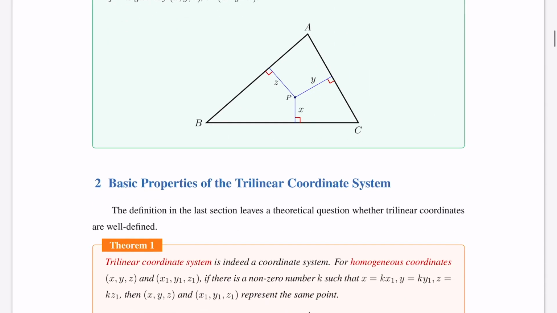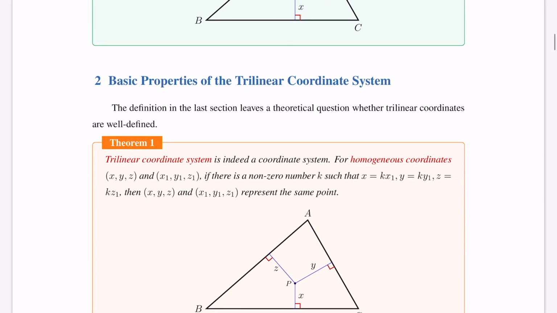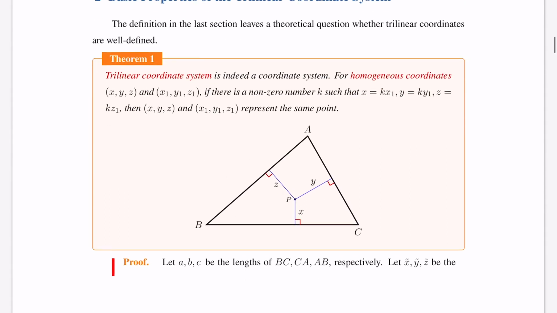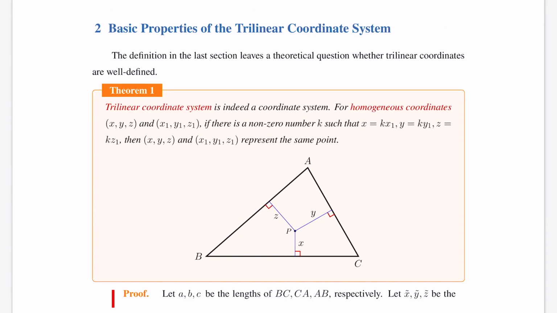In fact, we can compute the trilinear coordinates of some of the special points of a triangle. That means basically we will skip the second section, called the basic properties of the trilinear coordinate system. But in Theorem 1 we basically proved that this trilinear coordinate system is indeed a coordinate system. What do I mean?